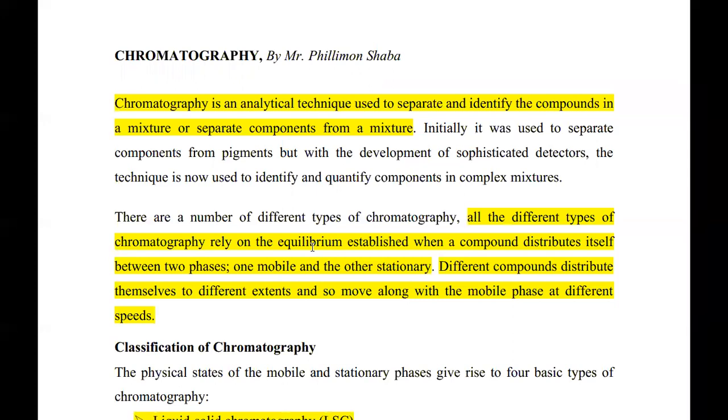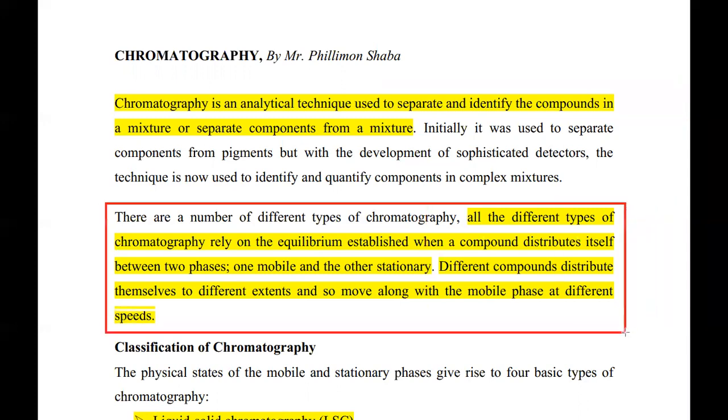Now, there are quite a number of types of chromatography that we can know, and the types are based on these three things here. If you remember, I had mentioned them.